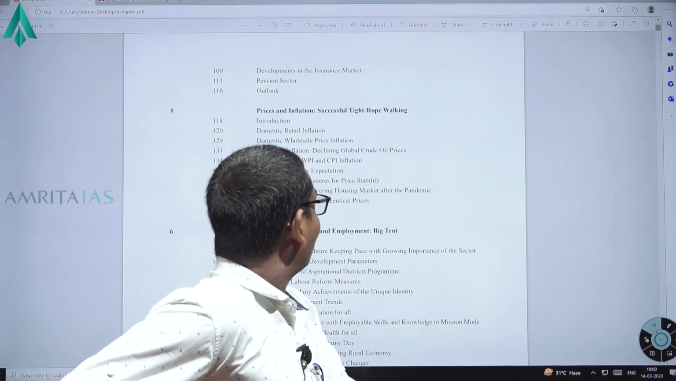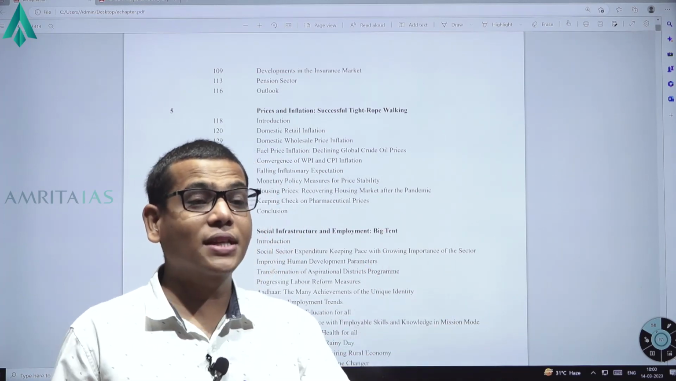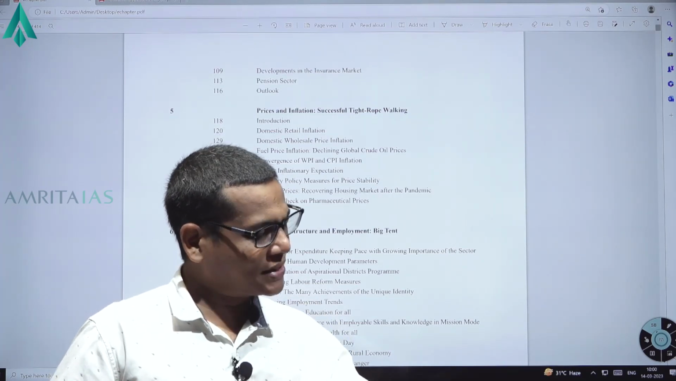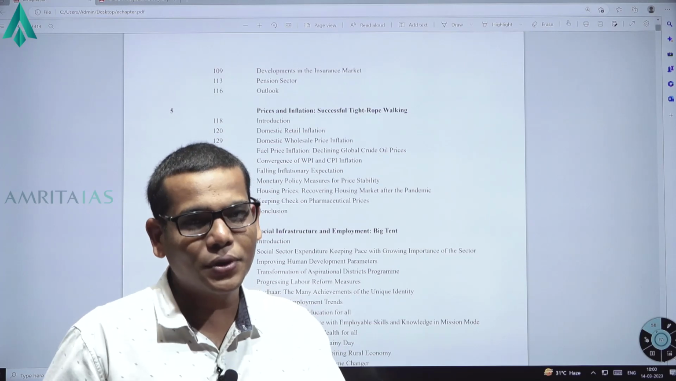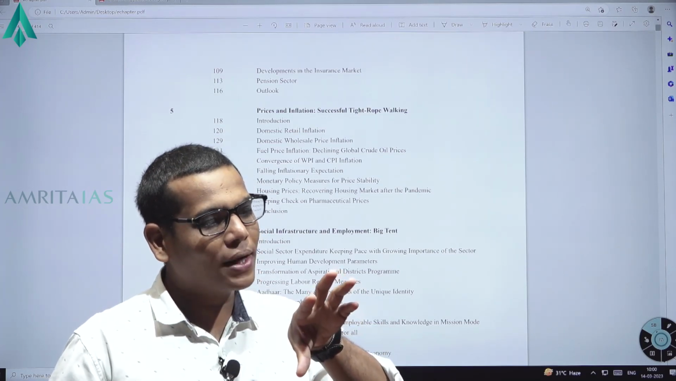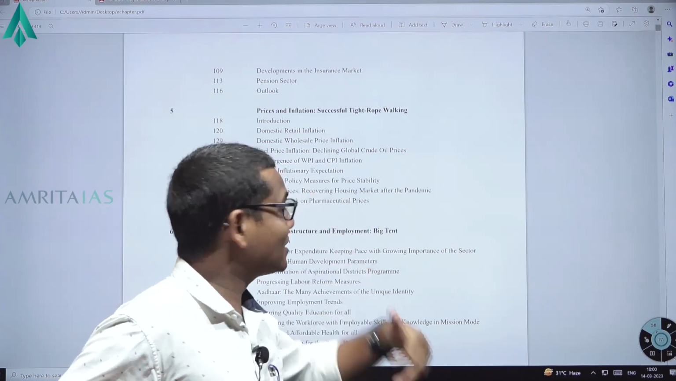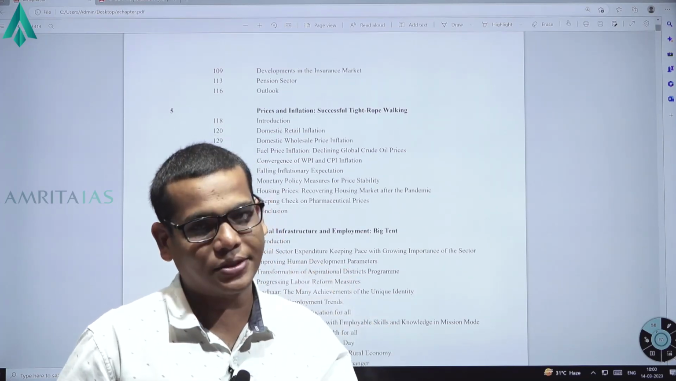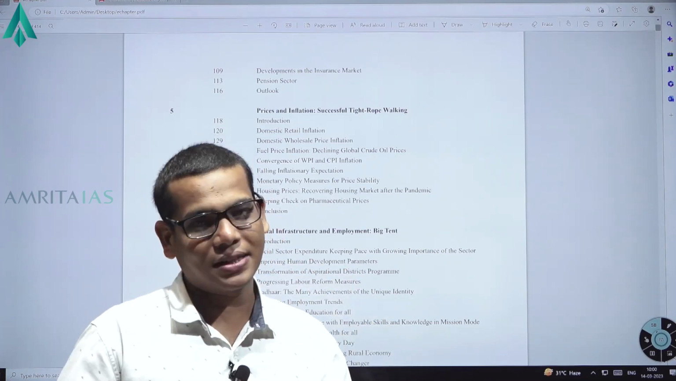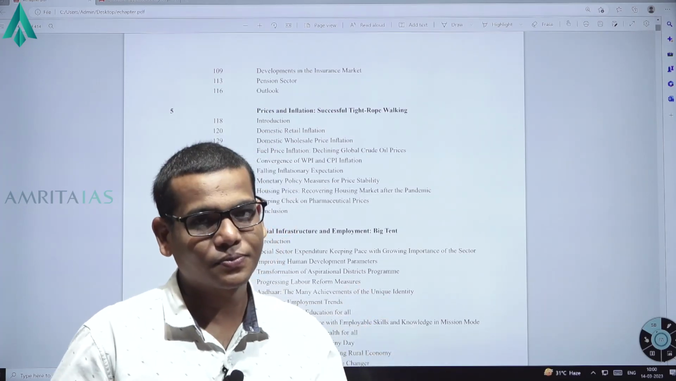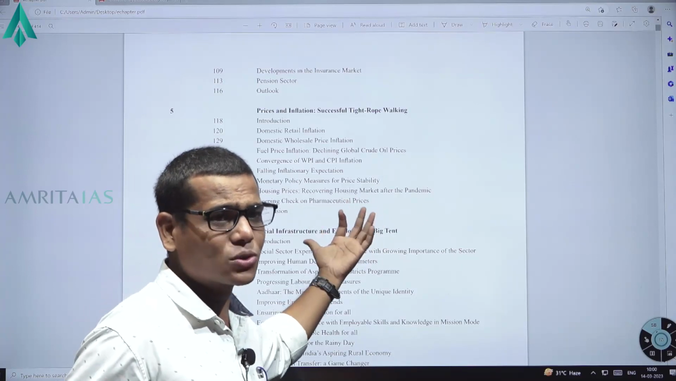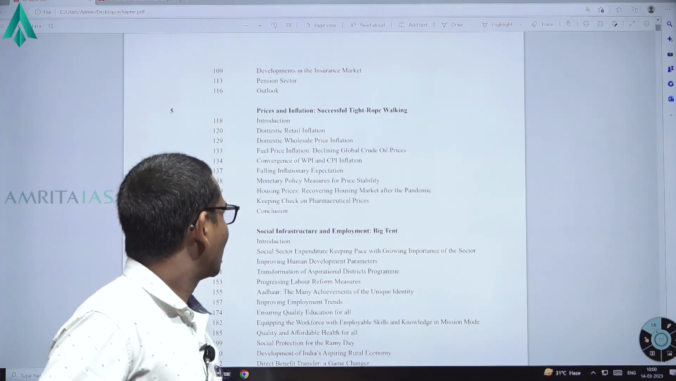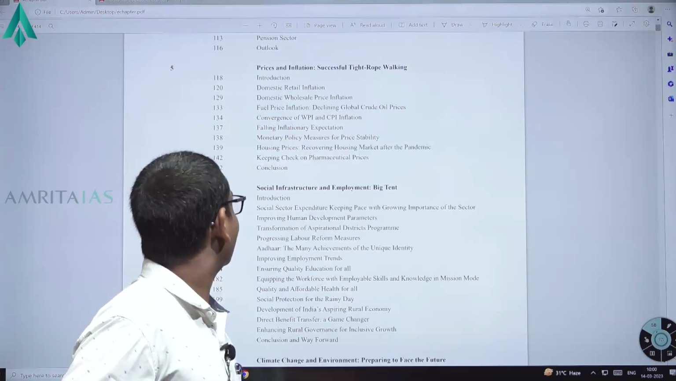Prices and inflation, successful tightrope walking. In this chapter they have discussed inflation: what the inflation trend in the economy was, especially in the last one year and in general over the last few years, and how various global impacts have influenced inflation in India. It covers how we are able to control or tame it, the reasons for inflation, the various inflation numbers, and the various measures to control inflation by both the government and the central bank, the Reserve Bank of India. So that was dealt with in this 5th chapter.